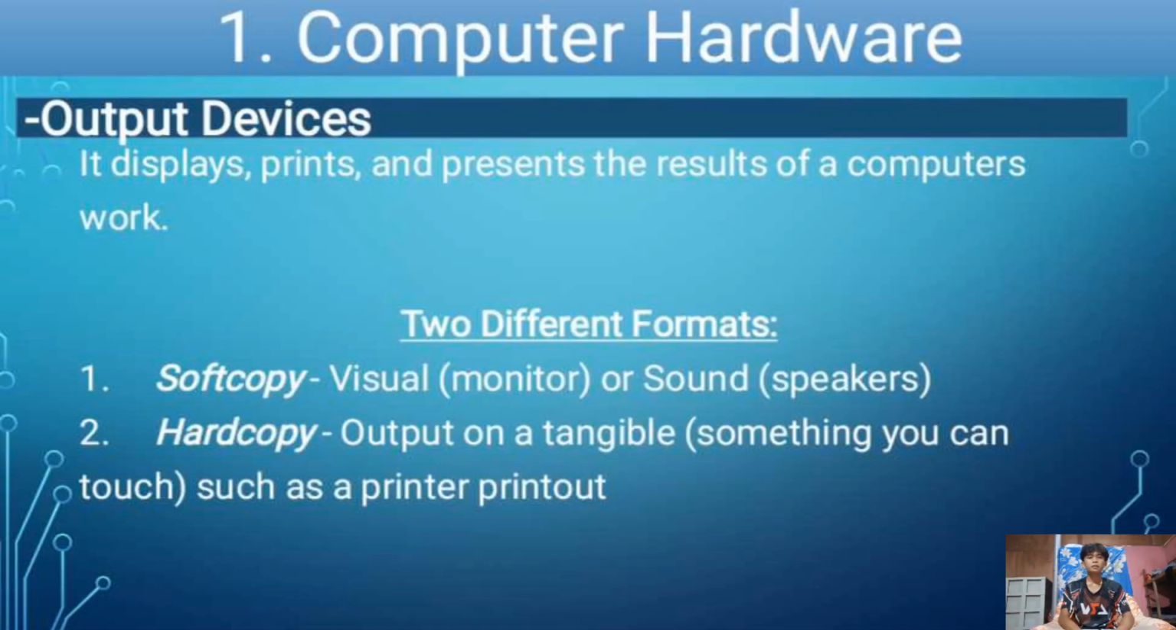Output device. It displays, prints, and presents the results of computer work. It is any piece of computer hardware that converts information into human perceptible form, or historically into a physical machine readable form for use with other non-computerized equipment. There are two different formats, the soft copy and the hard copy. The soft copy is visual on a monitor or sound from a speaker, what is still only on the monitor. Hard copy is tangible output, something we can touch such as a printer printout, what has already been printed.